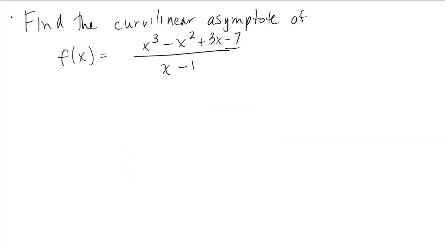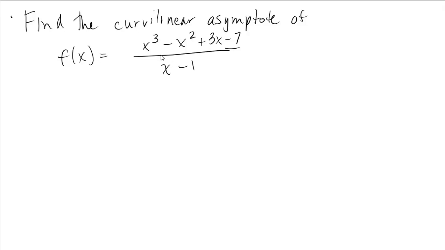Let's do another example, and this time we're going to find a curvilinear asymptote. You get a curvilinear asymptote when the difference in the degree of the numerator and the degree of the denominator is 2 or more. Like here, the degree of the numerator is 3, and the degree of the denominator is 1. And so the asymptote isn't going to follow a line, it's going to follow a parabola, because the difference is 2. Let's figure out which parabola it follows.